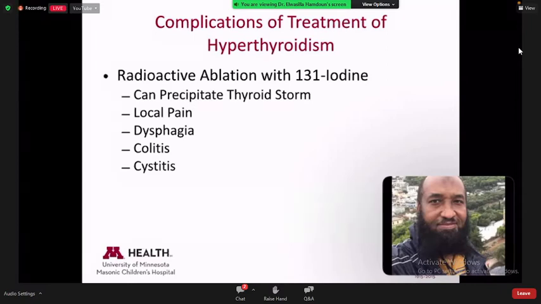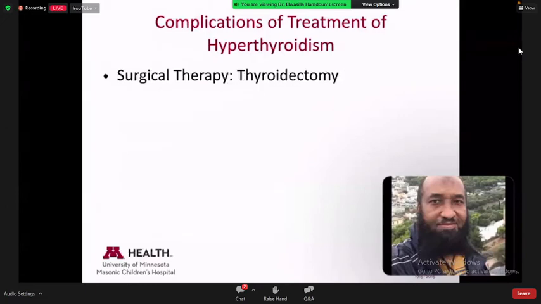Local pain, dysphagia, colitis, and cystitis are also reported side effects. And remember, surgical treatment, as I mentioned to you, is an option, usually in large goiter with compression symptoms, or in those who fail medical treatment or have severe non-compliance. Sometimes we have to go to surgery.